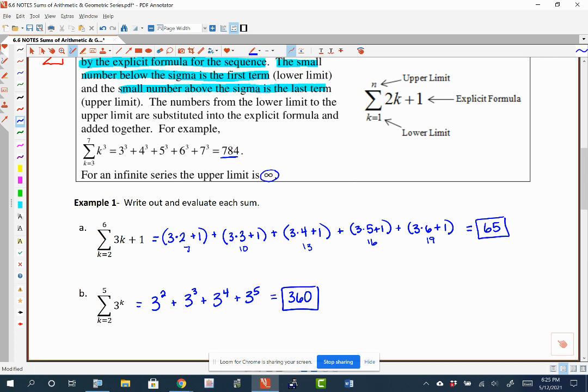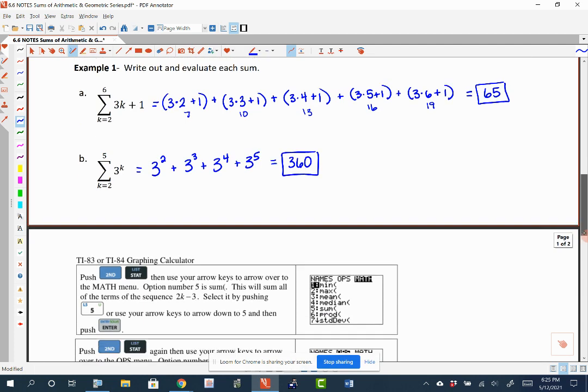So part of your assignment today will be to write out, similar to what we just did, and find the summation of some different explicit formulas. So let's go ahead and turn the page.